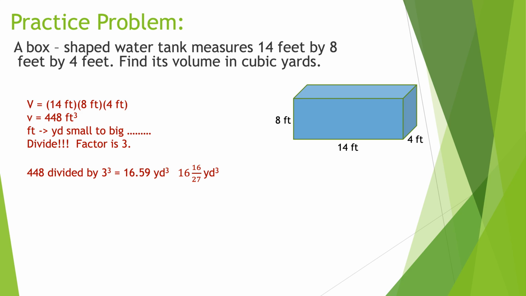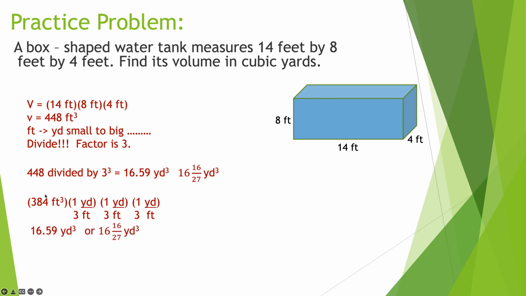Okay? Now, that's not the only way to do this. It says 384, but it should say 448 times a yard, times a yard, times a yard. And in each case, there's 1 foot in each of the 3 yards. Just to emphasize, this was an old number I didn't change, but it should say 448 here. And the feet cubed die with the feet down there. And that leaves me, when I do the division, 448 divided by 3 and 3 and 3, same number, 16.59, or 16 and 16/27.